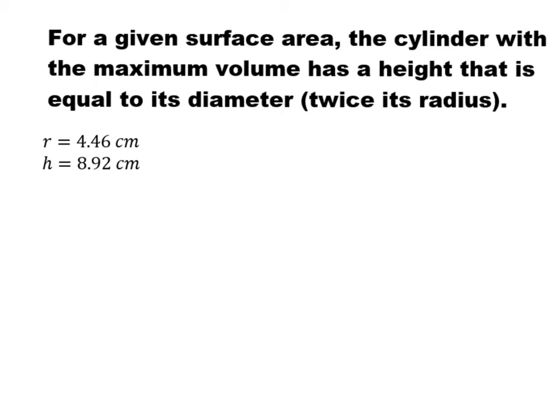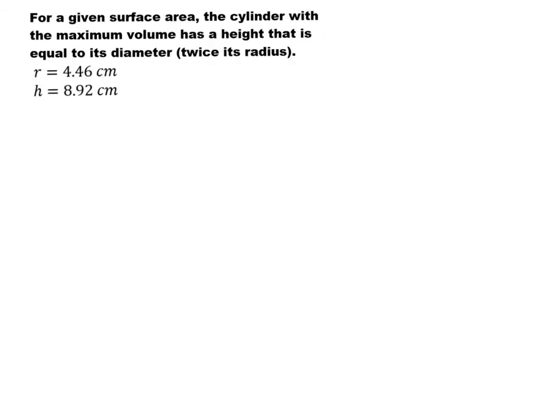For a given surface area, the cylinder with the maximum volume has a height that is equal to its diameter, or, in other words, the height is twice its radius. So if 4.6 centimeters is the radius of the cylinder with the maximum volume for the chart, that means that its diameter is 8.92, which is equal to its height.